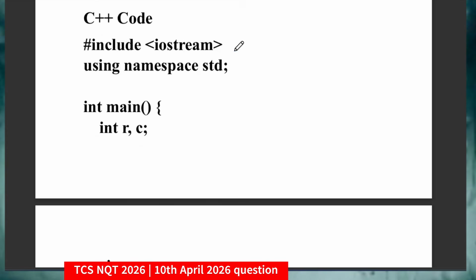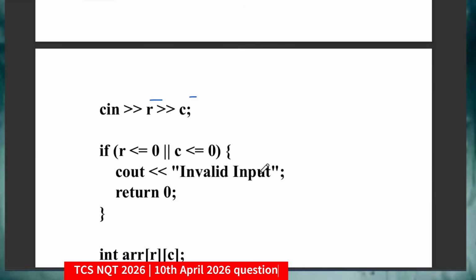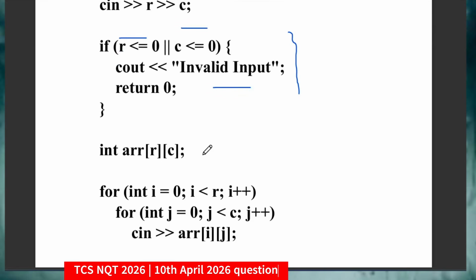Okay, so C++ code, hashtag include iostream using namespace std, taking the row and column, that is R and C. Now I'm applying the logic for the edge cases which are given in the question, that is the invalid input scenario. So अगर row less than equal to 0 या column का value less than equal to 0 रहा, simply मैं invalid input print कर दूंगा.